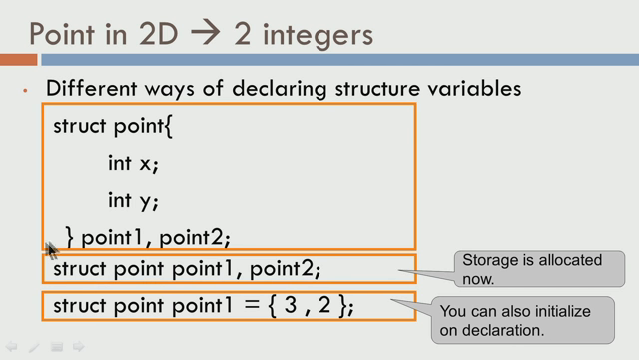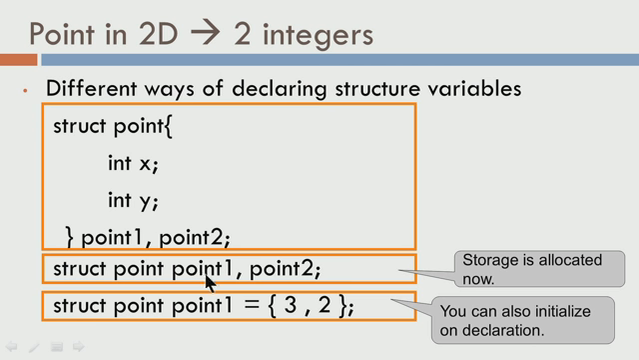If you look at this line, it is quite similar to what we would have done for integers and floats and so on. On the left side you start with the data type and then you have a comma separated list of variable names, only that the data type has this keyword struct in front of it and a name that we have assigned to the data type. At this point the storage for point1 and point2 is allocated.